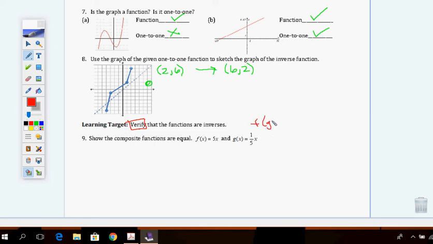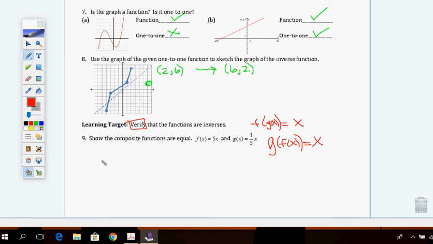So I'm going to start with f of g of x. So f is 5, g of x is 1/5 x. If we simplify this, 5 times 1/5 cancels out, so we are left with just x.